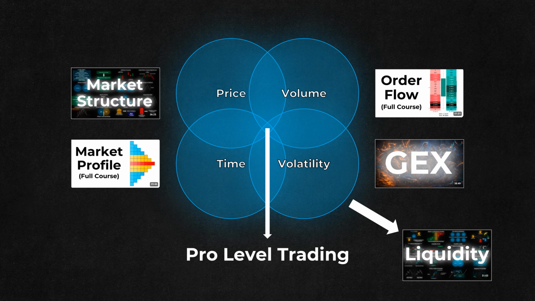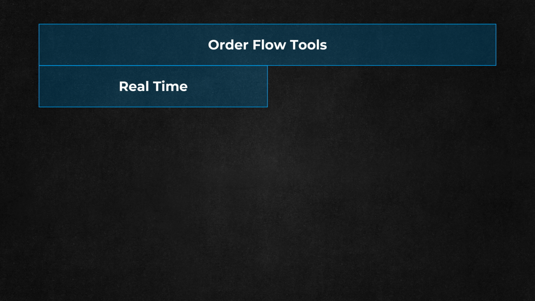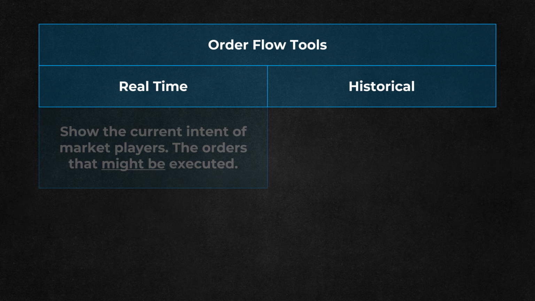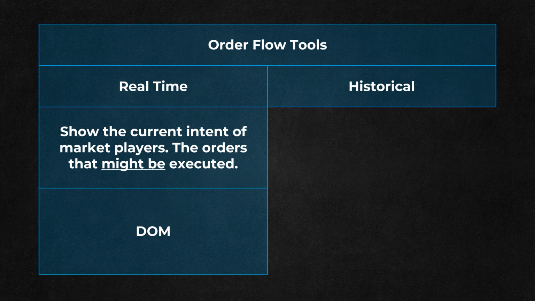The second reason pro traders use the volume profile is because it's one of the order flow tools that cannot be manipulated. There are basically 2 types of order flow tools: the real-time tools and the historical tools. Real-time tools show the current intent of market players. In other words, the orders that might be executed. The best example of this is the DOM, which shows the limit orders above and below the current price.